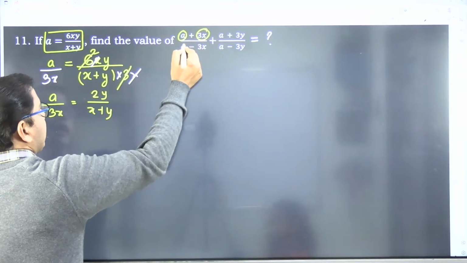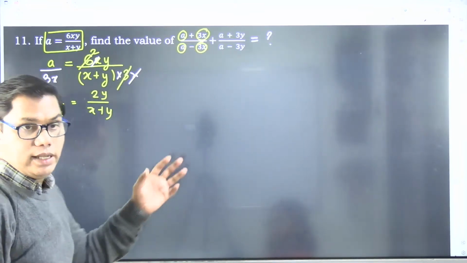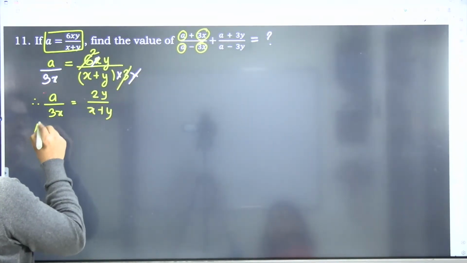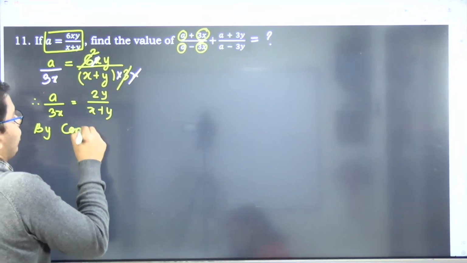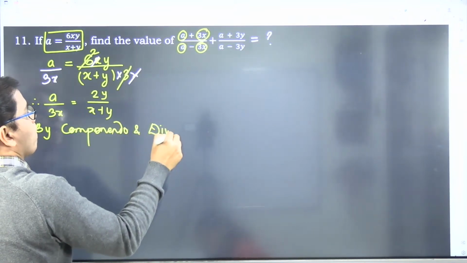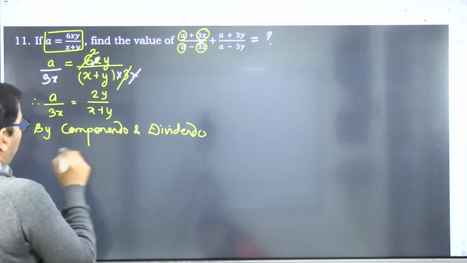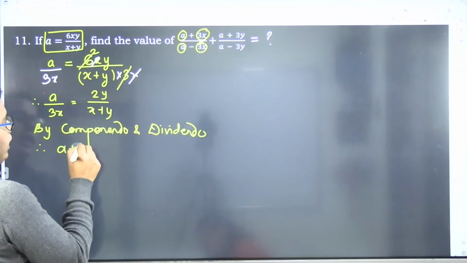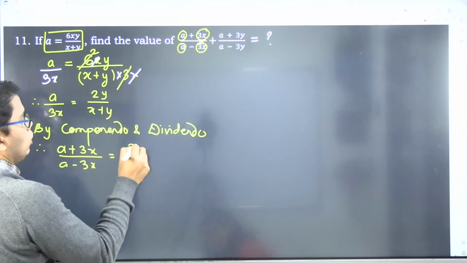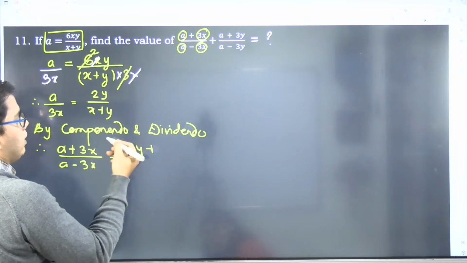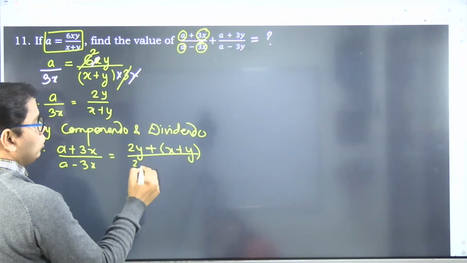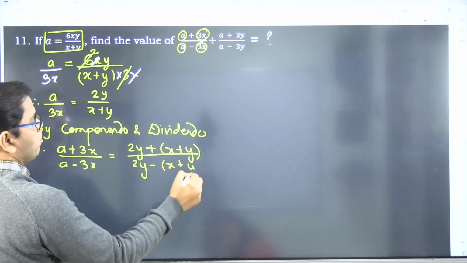Again, have a look at this question. A plus 3x upon a minus 3x. Okay, look at the design of a question. This is surely a componendo and dividendo. So by componendo and dividendo, what is this? This is a plus 3x, numerator plus denominator upon numerator minus denominator is what? 2y numerator. Okay, single term है, so I am not using a bracket, but इसको bracket use करते हैं. Okay, x plus y upon 2y minus x plus y, right?